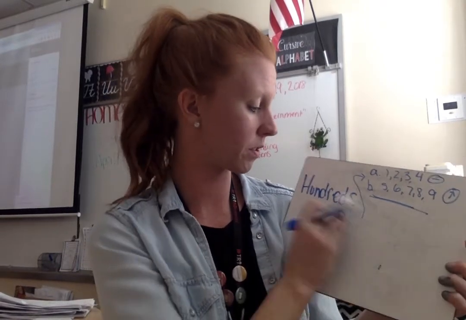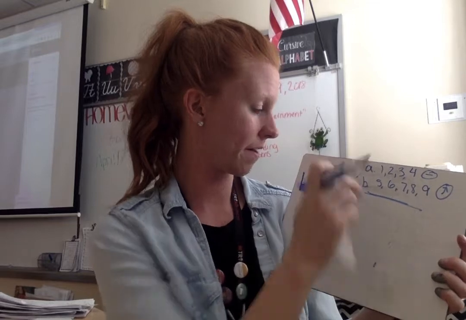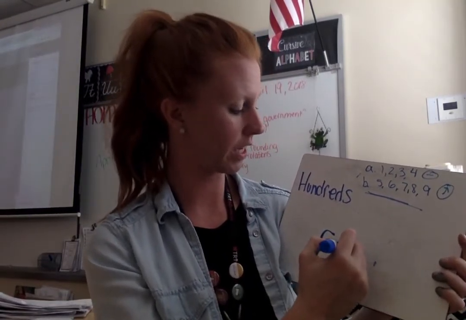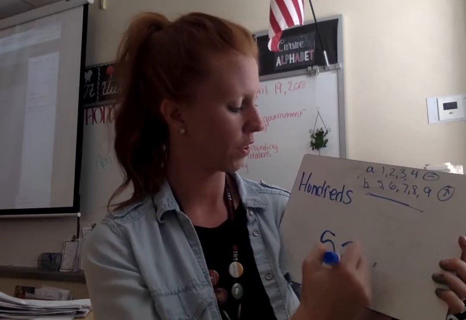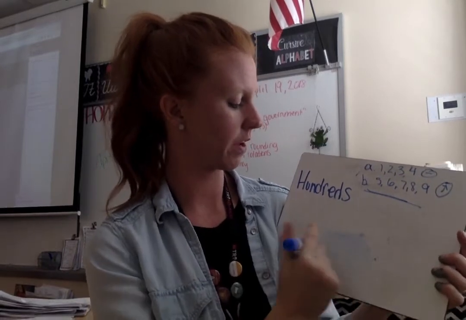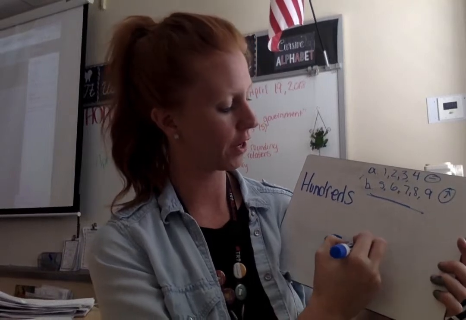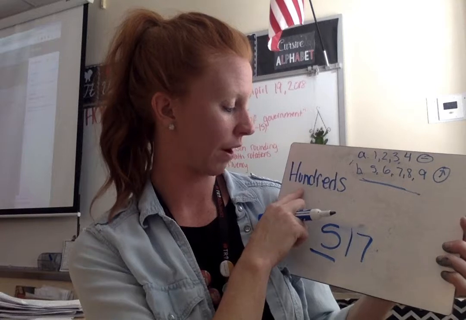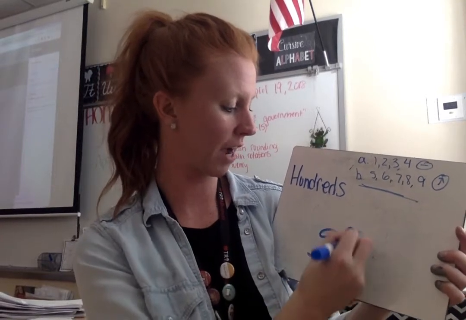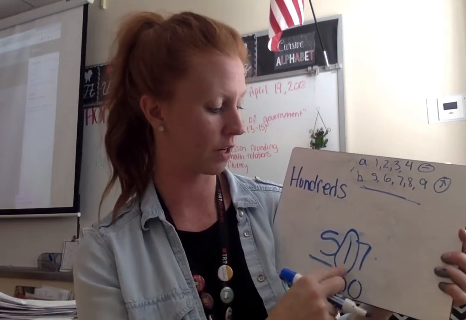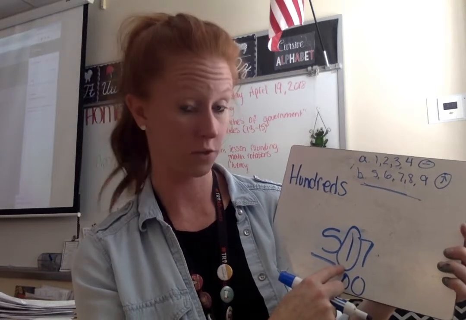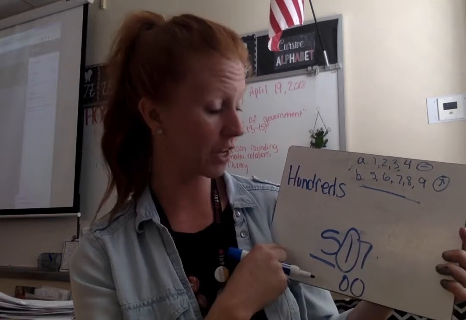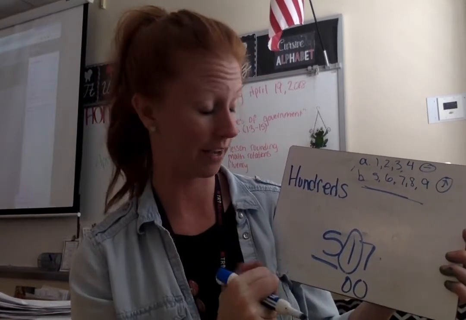Okay, let's do another one of those. Let's do another one: 517. Underline where we're rounding to, the hundreds, and circle the number after it. These are both going to become zeros. This is circled because it's going to become a 0, and everything after it is going to become a 0. Everything in front of the underline stays the same.